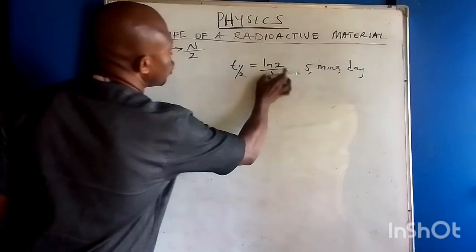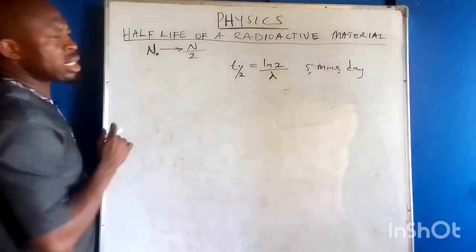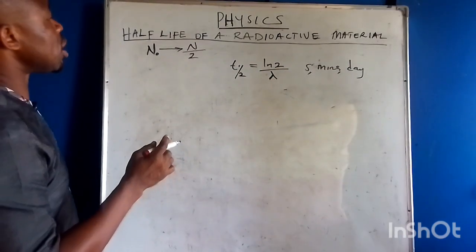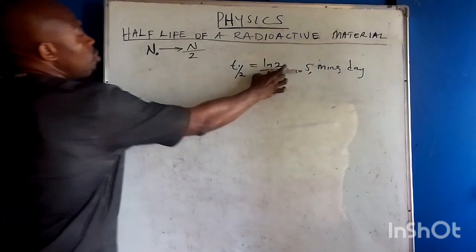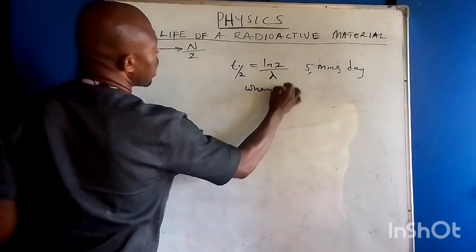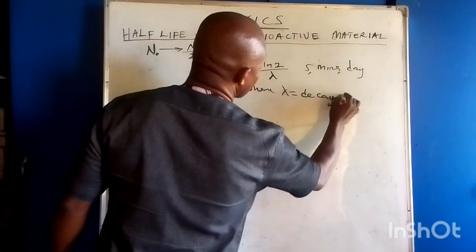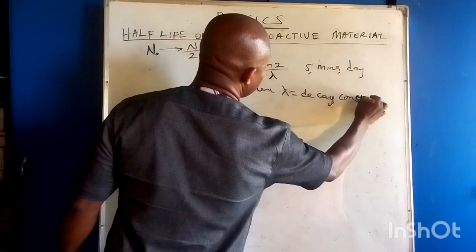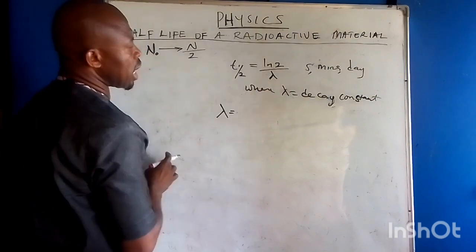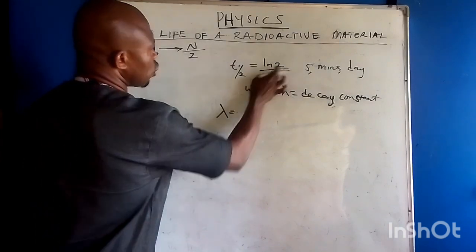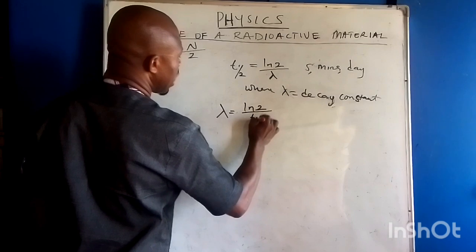Now that takes us to the decay constant. The decay constant is nothing but the proportionality constant in a decay law, where lambda is the decay constant. If we make the decay constant the subject of the formula, this equation gives us the natural logarithm of 2 all over the half-life.